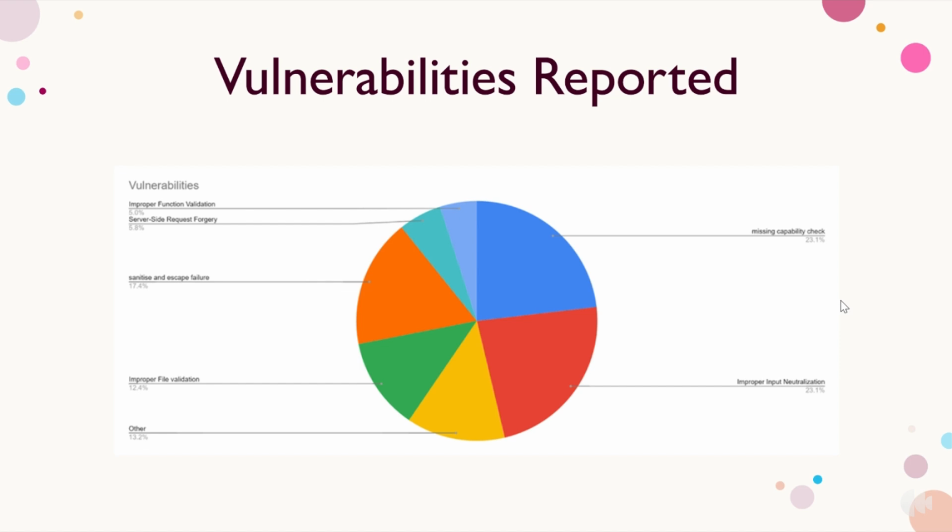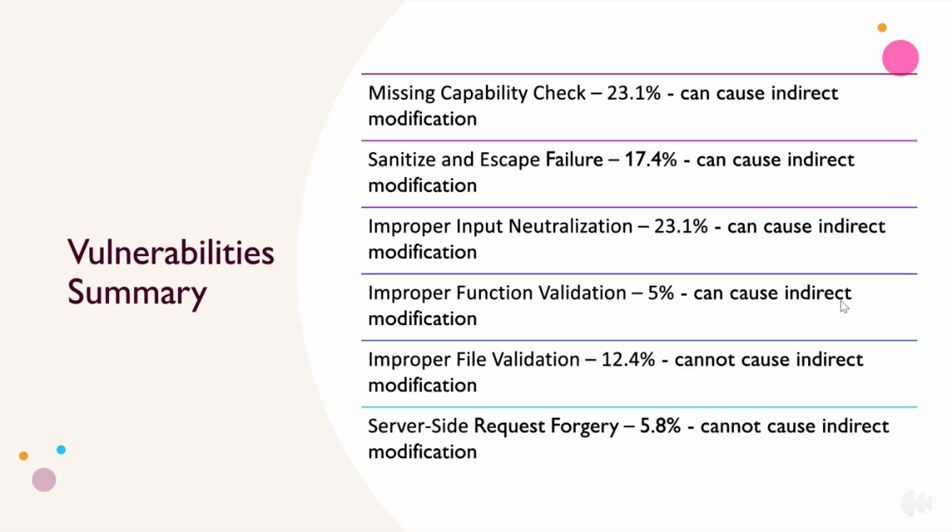Next up, it's important to see the vulnerabilities that were reported. And once again, I want to mention the 13.2% that is labeled as other. This included vulnerabilities that did not fall into the other 6 categories we will look at. This included the leakage of information and various other types of vulnerabilities.